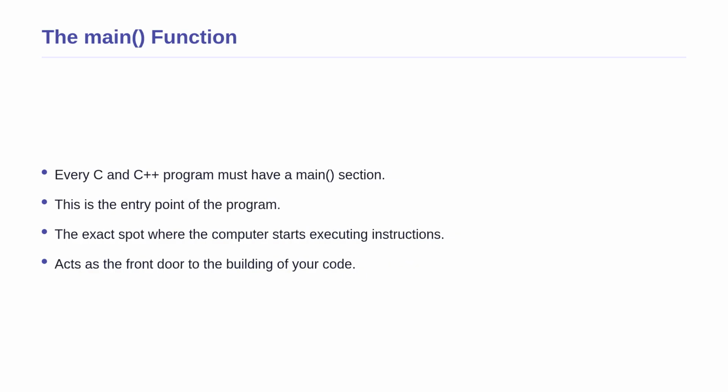After the preprocessor sets things up, we reach the core of our program. Every single C and C++ program must have a section called main. This is known as the entry point of your program. It is the exact spot where the computer starts reading and executing your instructions. Think of the main function as the front door to a massive building. No matter how big the building is or how complex your code gets, you always have to enter through the front door to get inside. Without this entry point, the computer simply does not know where to begin.